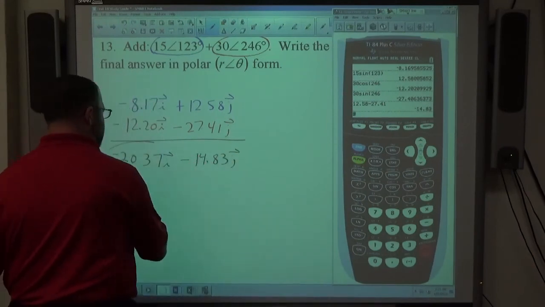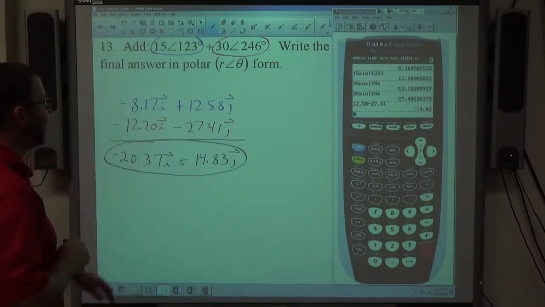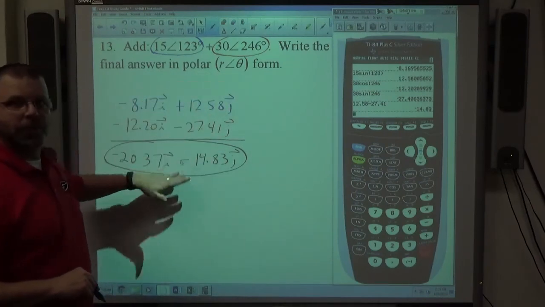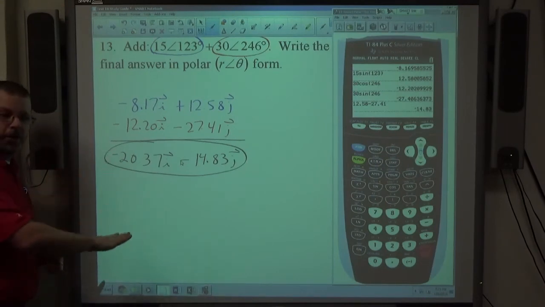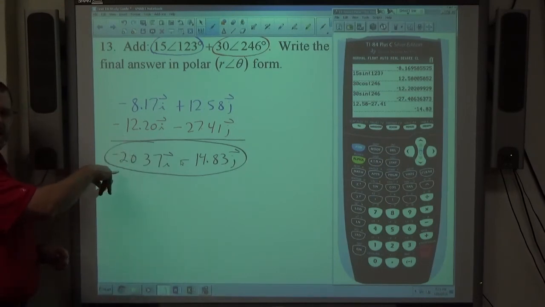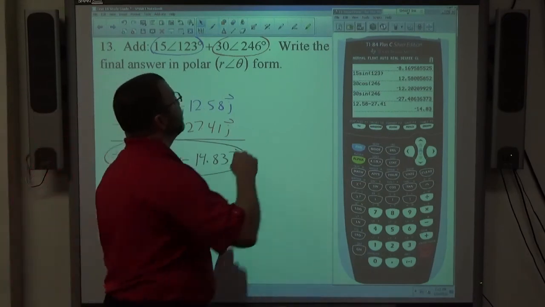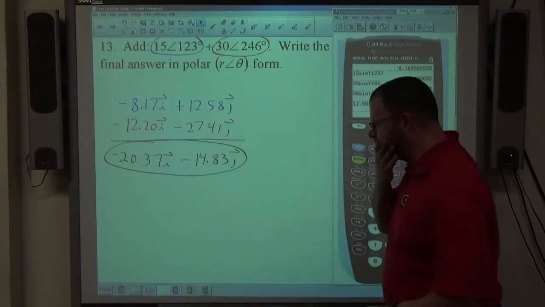That's the correct answer, worth half credit. It's not polar form, but it is correct. So if you get here and stop there, I'm going to give you half credit. If you even continue on and try to get the polar form, but have the correct rectangular form answer on your paper, I'll give you half credit for that much. Then we've got to go back to polar form.